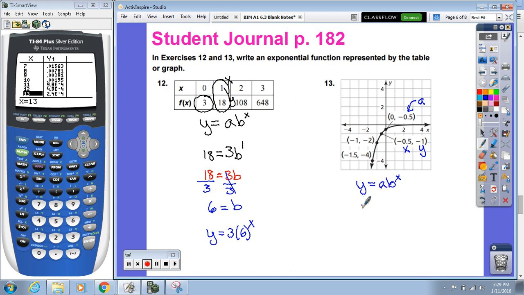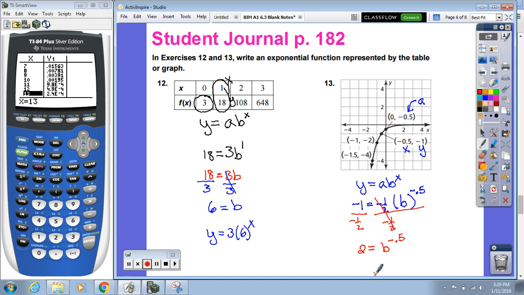So now I'm going to plug in y as -1, a as -1/2 or -0.5, b I don't know yet, and x is -0.5. So now the first thing I can do is I can go ahead and divide this side by -0.5, and I can divide this side by -0.5. So once again, you could type in a calculator if you need to, and you could divide them, and you find out that 2 equals b to the -0.5.